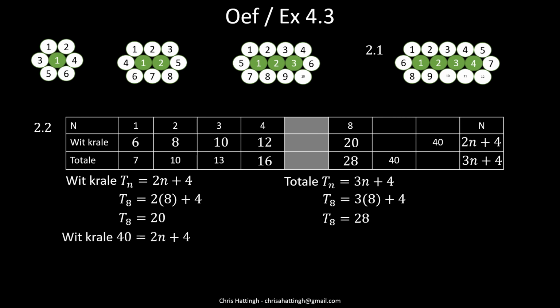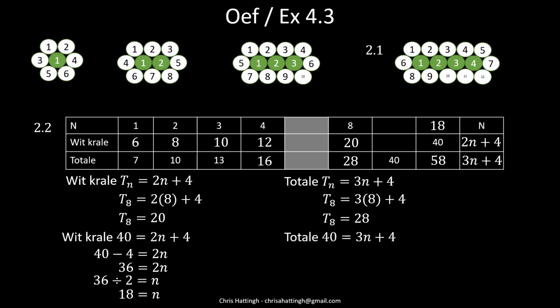Now they give you the answer, so you're going to set the answer equal to the formula. And you're going to calculate that the white will be 18 and the total will be 58. Then for the total ones, you'll be left with 12. And then if you subtract 12 from 40, you get 28.